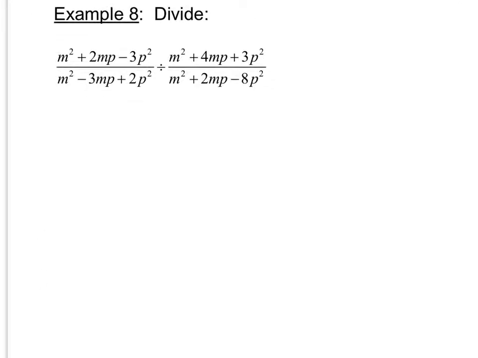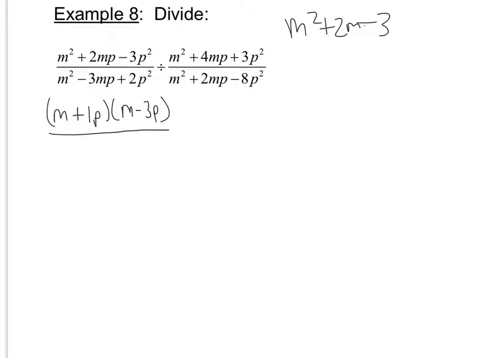Alright, so factor. Now remember, when you see like the MP and the P squared, just pretend the P is not there. So what I'm saying is visually think about it like this. And you say, well, multiplies to negative 3 and adds to positive 2: negative 3, positive 1. So this is m plus 1, m minus 3, and then you just have to remember to do the p's. So this is going to be m minus 2p, m minus 1p.